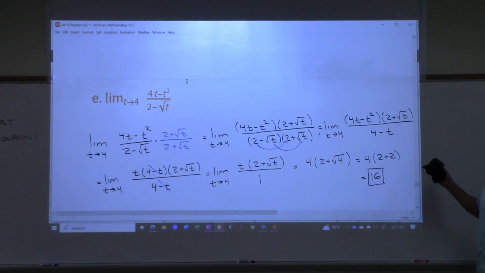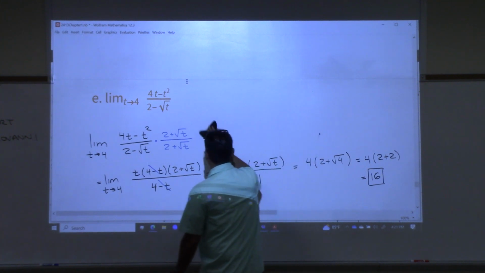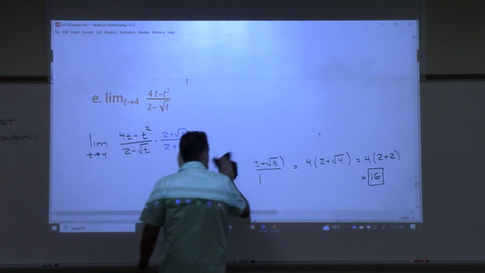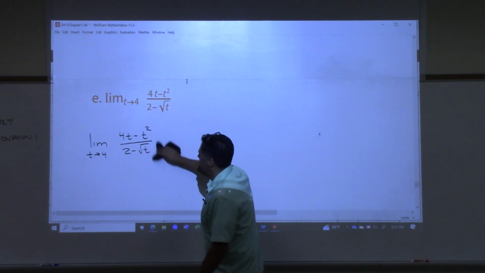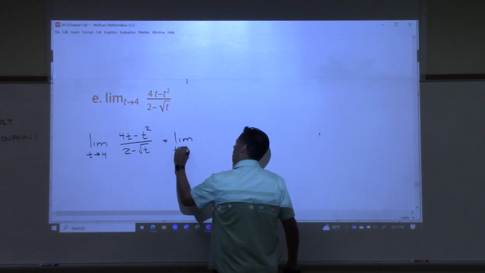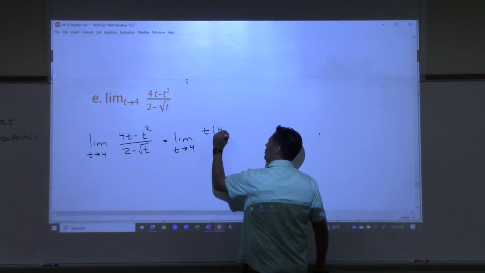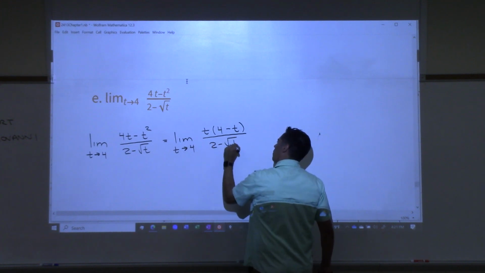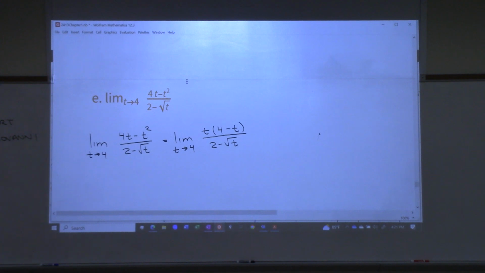I want to show you a different way, okay? Not necessarily easier or harder, it's just a different way. But I think it demonstrates something cool. Go back to this. I'm going to start the problem out. And what I'm going to do is pull a t out first of the top. That GCF was there, right? So I just pull it out. Now that doesn't help. All I did was pull the t out of the top, so nothing has gotten better. I can't cancel anything out.